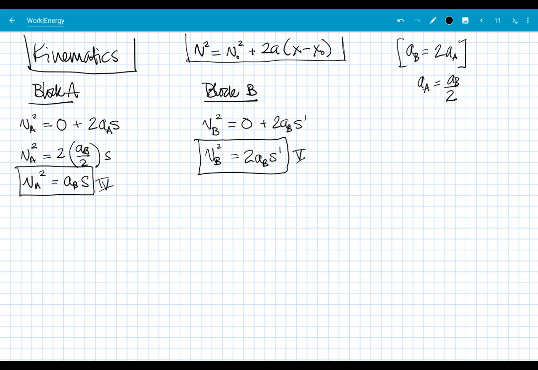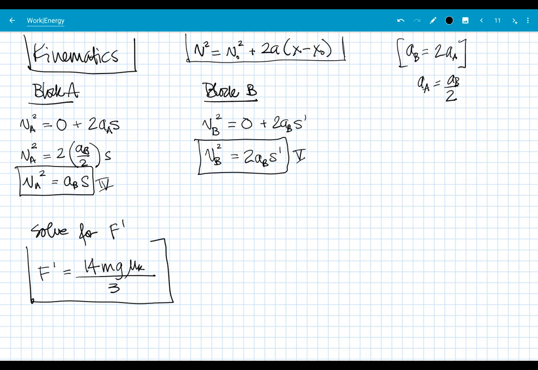At this point, you kind of have to just go to town and start using those equations, keeping your eye on the ball that what you're trying to solve for is F prime. You just use your favorite method. I use substitution if you look at the written solutions, but algebra is personal, so do your own thing. What we end up getting for F prime is fairly elegant: 14 mg mu k over 3 as our final expression. And that's that problem.